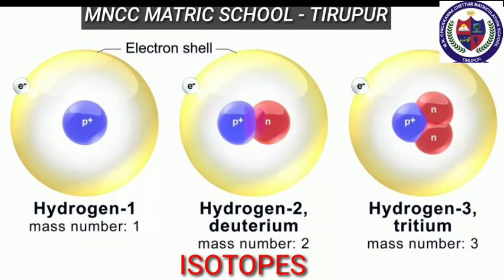Isotopes are defined as the atoms of the same element having the same atomic number but different mass number. Next, let's learn about isotopes. For example, hydrogen atom has 3 atomic species as shown in this picture: protium, deuterium and tritium. The atomic number of all 3 isotopes is 1, but the mass number is 1, 2 and 3 respectively.